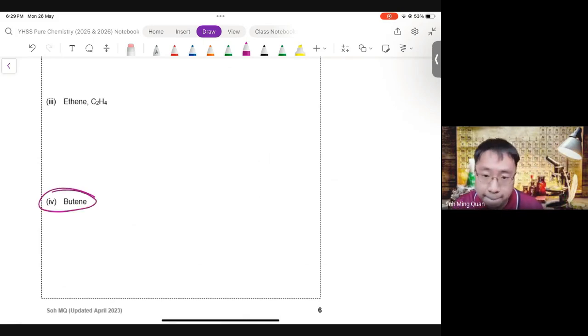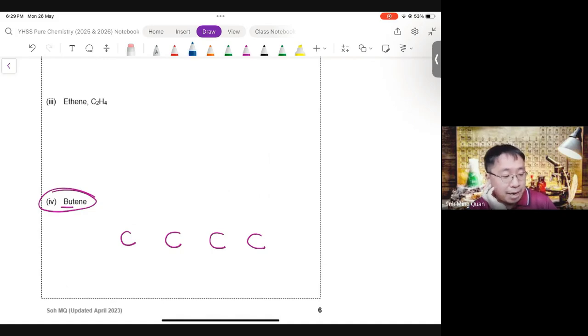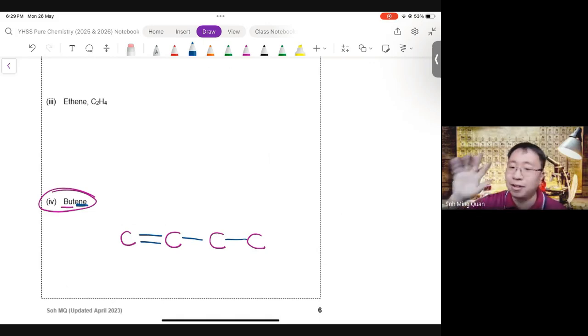Okay, so go to page 6, part 4, butene. So but means what? Let's analyze the name. But means 4 carbon. Ene means what? The second part of the name, sorry, is ene. Ene means alkene. So alkene means there is a double bond. Now, alkenes have a double bond between carbon atoms. Carbon, carbon, double bond. But how many double bonds are there? There's only one. That means the rest are single bonds. Very simple, single bonds.